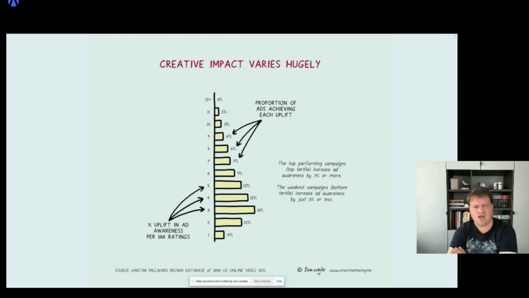Does that make sense? It's quite a complex point, but I'm hoping that makes sense. In other words, the variability in terms of impact is phenomenal, and much more, as we talked about before, than nuances in terms of targeting and reach, etc.